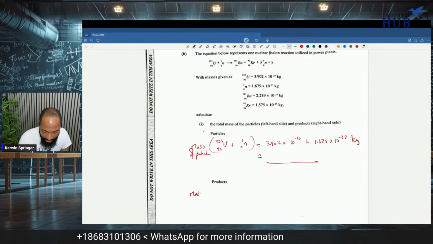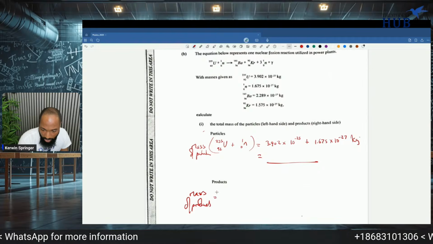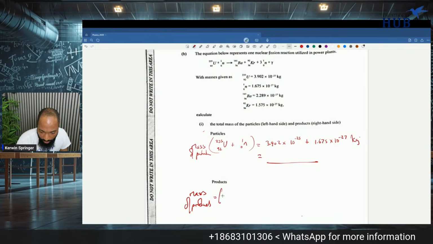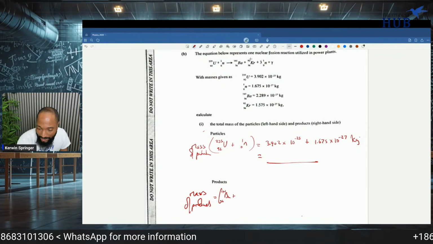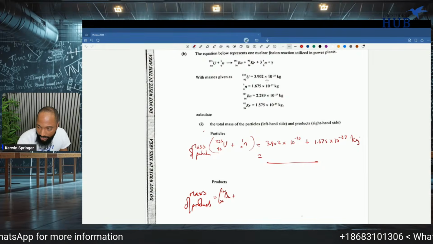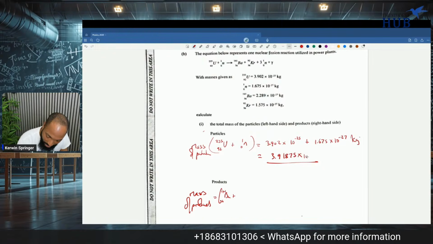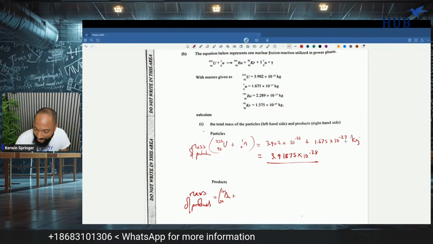And the mass of products. Well, what are we looking at? Anything doubled here, we have 3 neutrons. So we have 1 of the barium. Now you're not looking at the mass number here, you're looking at these things. So again, 3.91875 times 10 to the power of negative 28. I just trusted Malik blindly here.